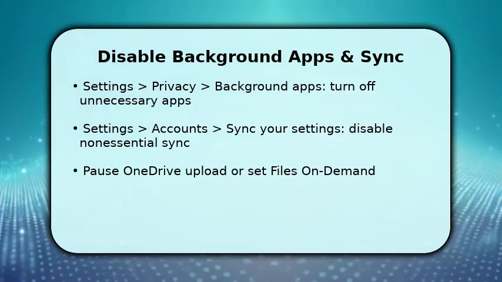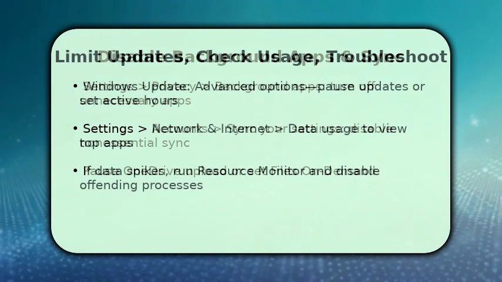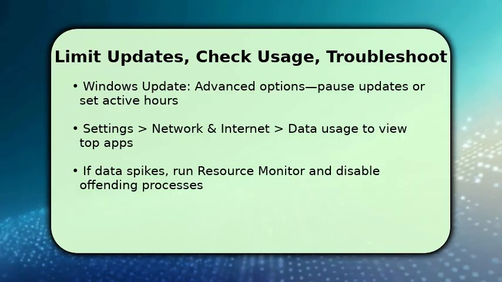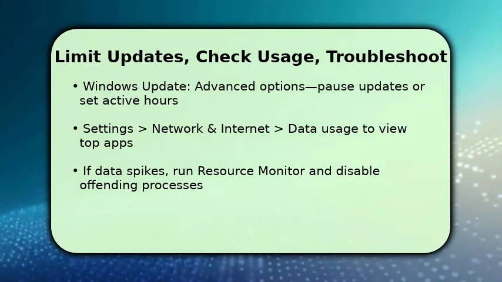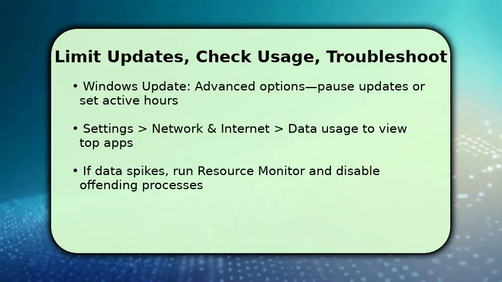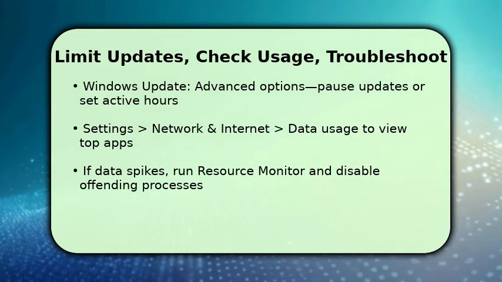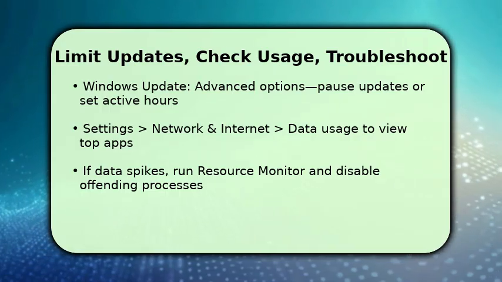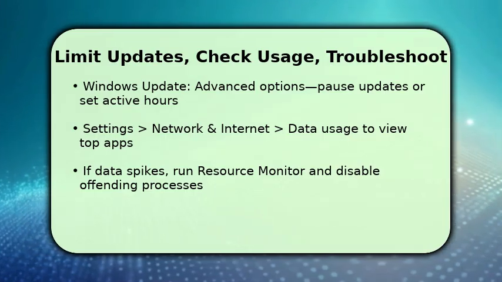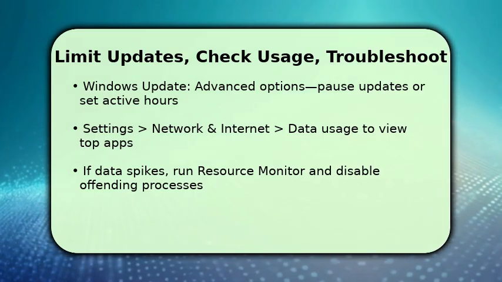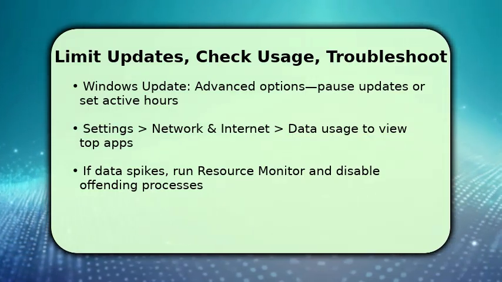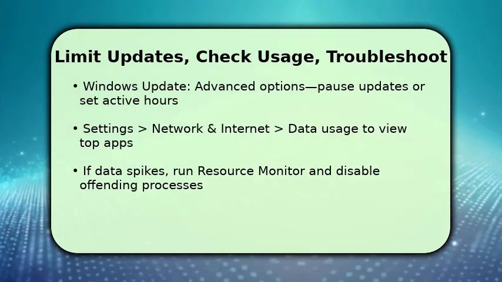Finally, control system updates and monitor traffic. Open Windows Update Advanced options to pause updates or defer them until you're on unlimited Wi-Fi, and set active hours to prevent large downloads during peak times. Then, check Settings Network and Internet data usage to identify high-consuming apps and throttle or uninstall them. If you still see spikes, run Resource Monitor to trace network activity and terminate or reconfigure the offending process. This troubleshooting tip helps you find hidden data drains quickly.